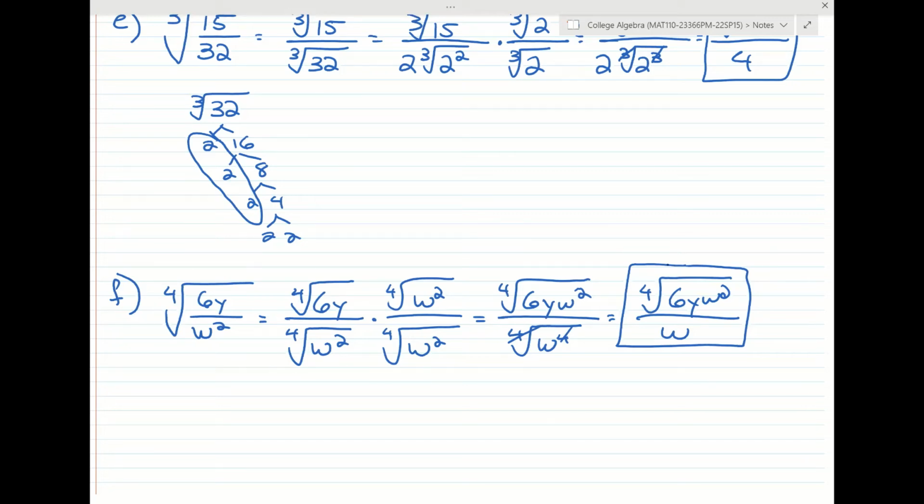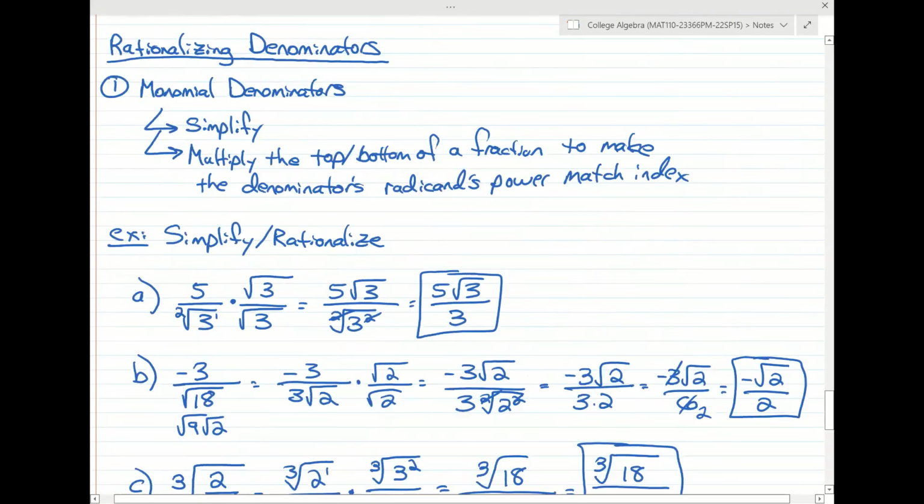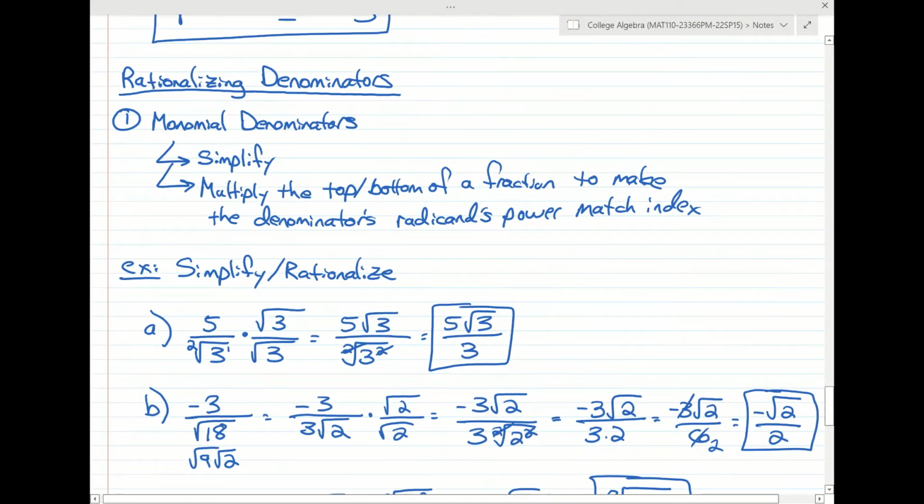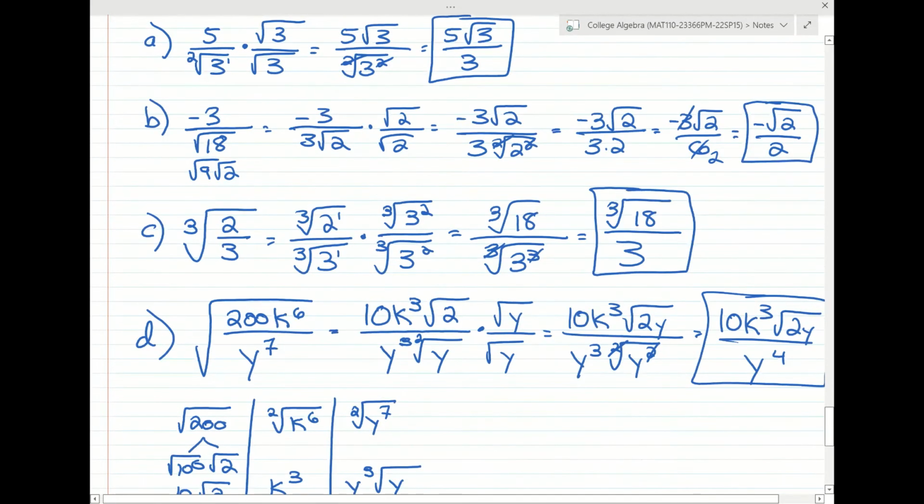More smaller topics to talk about before we close out tonight. We just got done talking about how to rationalize denominators if there's just one term in the denominator. What I want to do next is just talk about what to do if there's two terms in the denominator. So we'll talk about, let's call it binomial denominators.